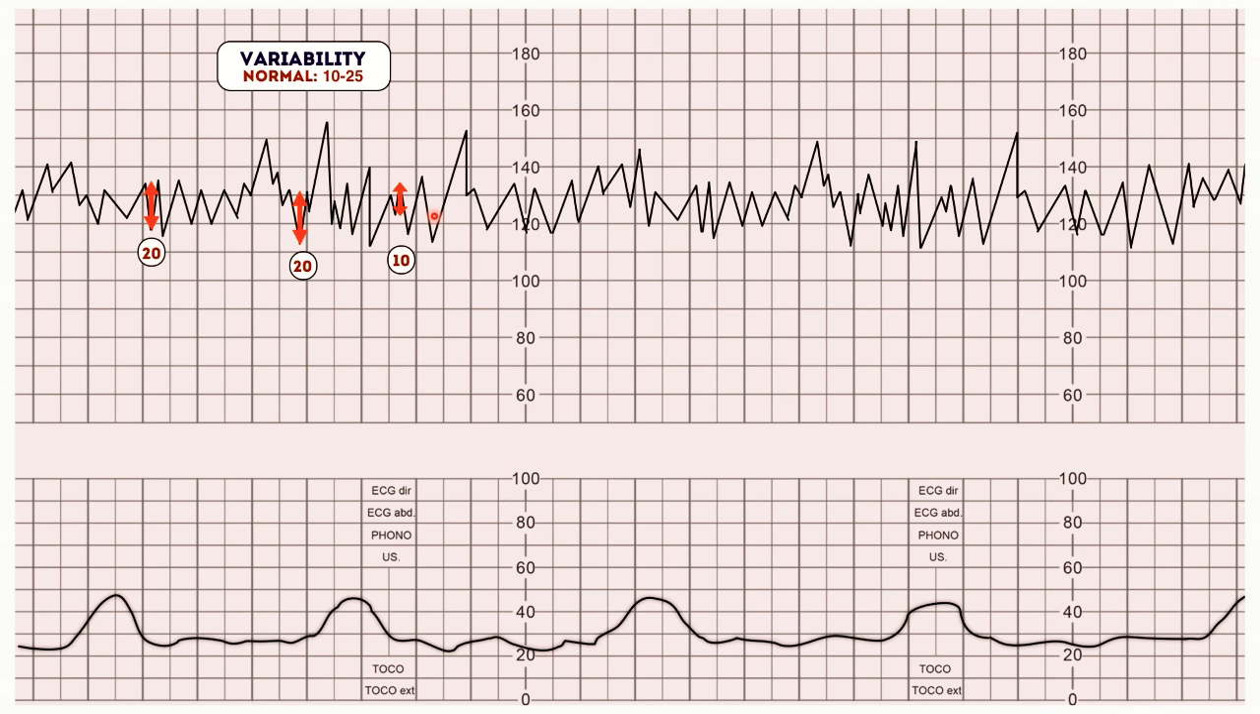Okay, and variability we always interpret in a range. For example, for this graph, the variability ranges between 10 to 25 beats per minute. That is, at minimum it has gone down by 10 beats per minute from the baseline FHR, and at maximum it has gone above 25 beats per minute from the baseline FHR. So the variability here is 10 to 25 beats per minute.